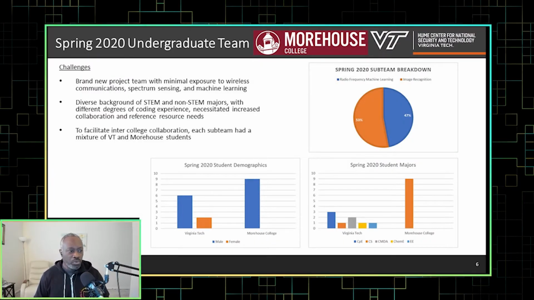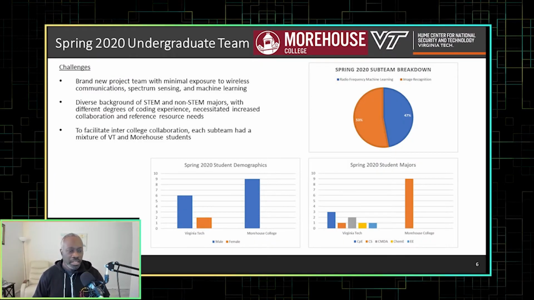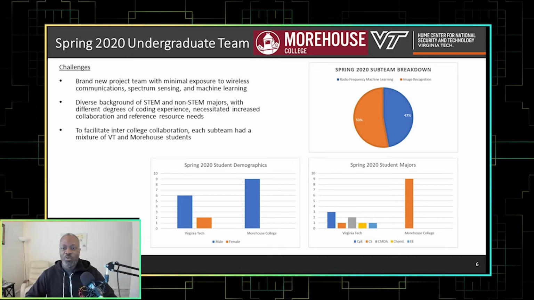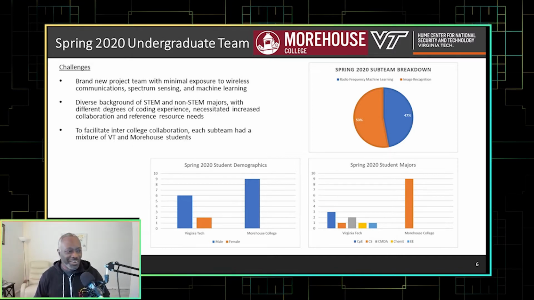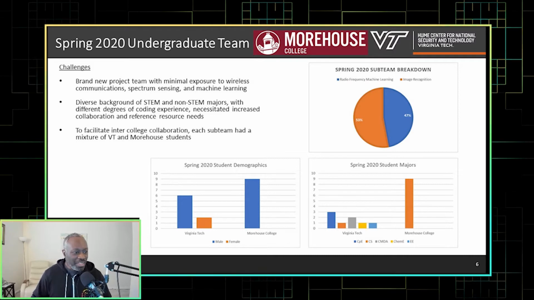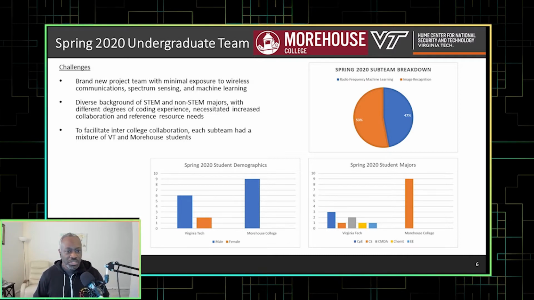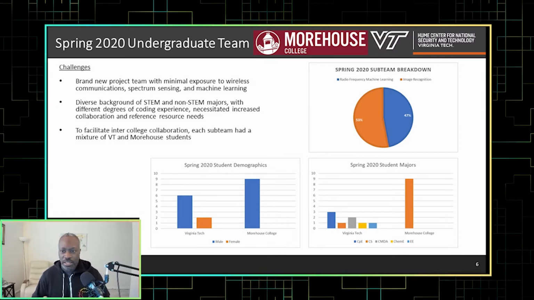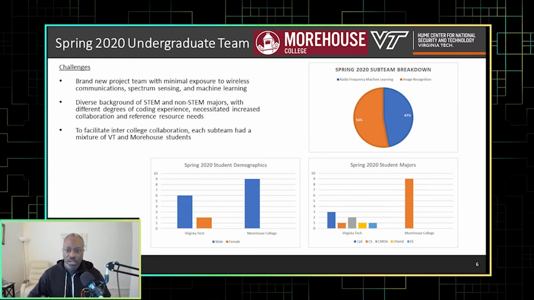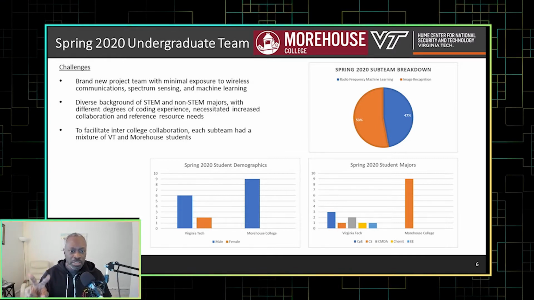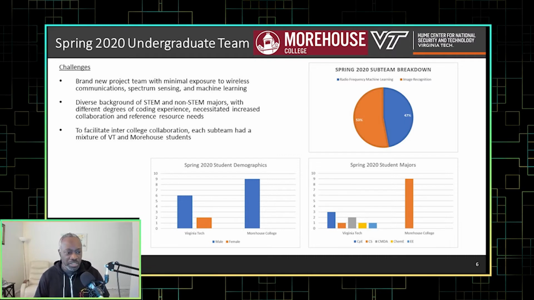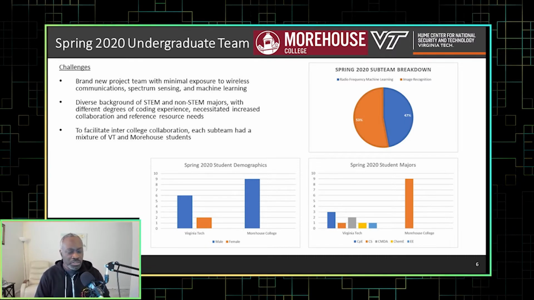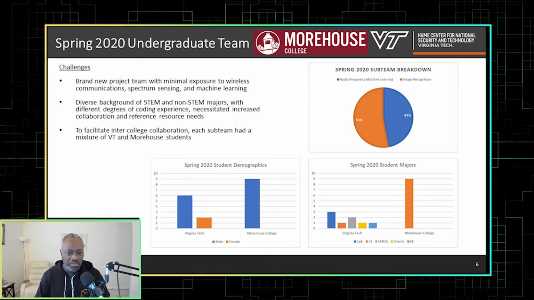So this is our pre-COVID semester, right? And we say pre-COVID is when the world was normal, that we know about, right? In this pre-COVID semester, what you see here is a chart of our demographics. We had two teams, roughly 50-50 on each side. We had Morehouse students and we had Virginia Tech students. So you can see the demographic data is there.